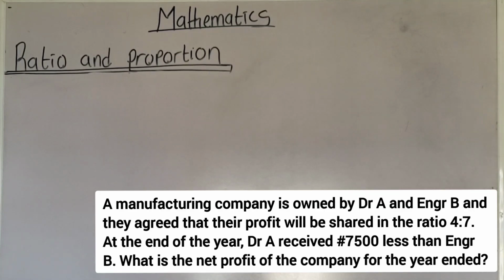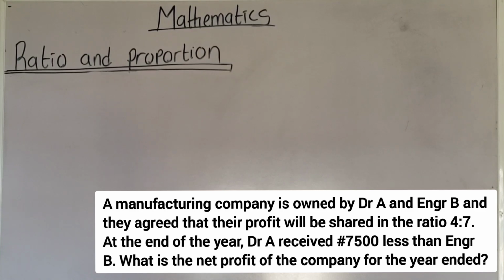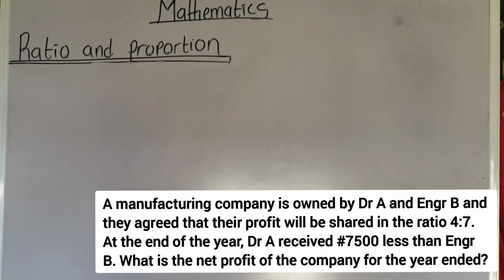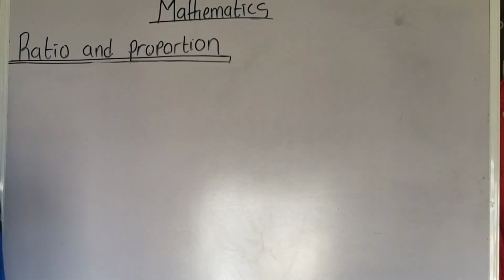A manufacturing company is owned by Dr. A and Engineer B, and they agreed that their profit will be shared in the ratio 4:7 at the end of the year. Dr. A received 7,500 naira less than Engineer B. What is the net profit of the company for the year ended? Okay, now let's start by writing out the information that we are given in the question.